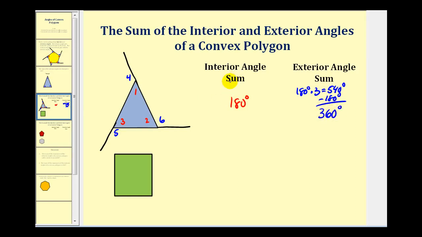Now for the interior angles of a quadrilateral, we're going to break up the interior into triangles, since we know the sum of the interior angles of a triangle would be 180 degrees. Using that logic, we can see that there would be 2 triangles in the interior of a square, and therefore the sum of the interior angles would be 180 degrees times 2, or 360 degrees. And then when it comes to the exterior angles, we'll go ahead and extend each side.